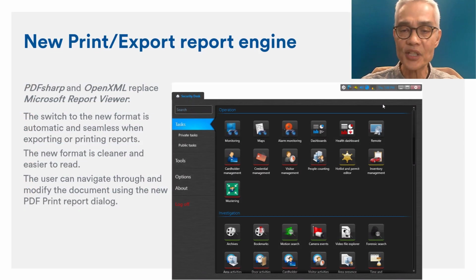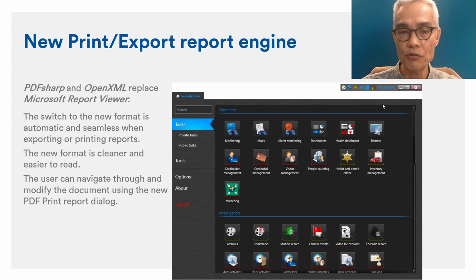So this new feature is actually more than just simply a new print dialog box. In fact, what we've done is we've replaced the report viewing application that's found under the hood. For many years, we had been using Microsoft Report Viewer as the report display application under the hood, and that has recently been replaced with PDF Sharp along with OpenXML, which provide a much more user-friendly graphical interface.